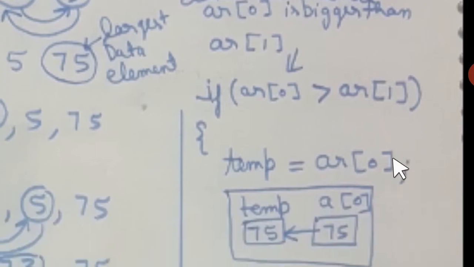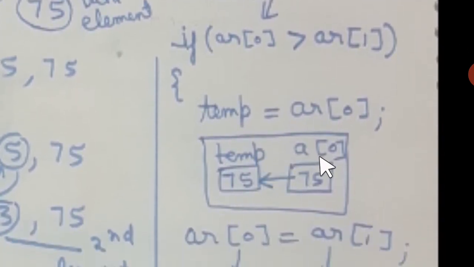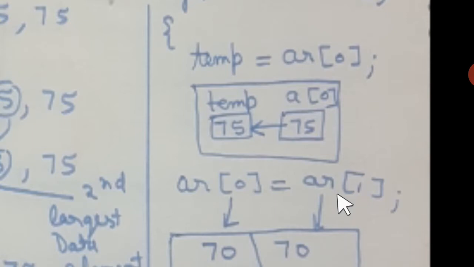So we perform swapping. I told you that we need a third variable, so temp is a variable here, and I have copied AR of 0 to temp. What happens? 75, which is available at AR of 0, has been copied to temp also. Means this 75 has been saved in the temp. Now we can copy the data of the AR of 1. How we can do that? By just writing this statement.